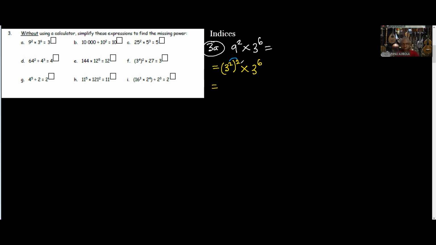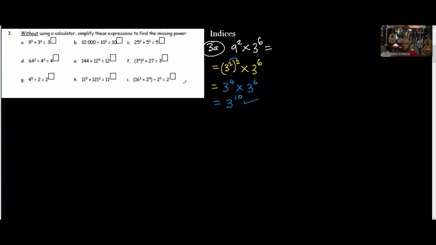Now, 2 times 2 at the top of that 3 will give me 4. So this is 3 raised to power 4, then times 3 raised to power 6. Then finally, I will have 3 raised to power 4 plus 6 giving me 10. And this is the answer.